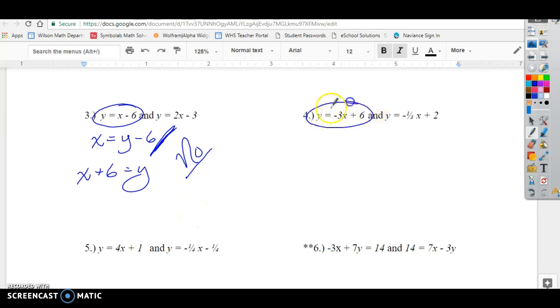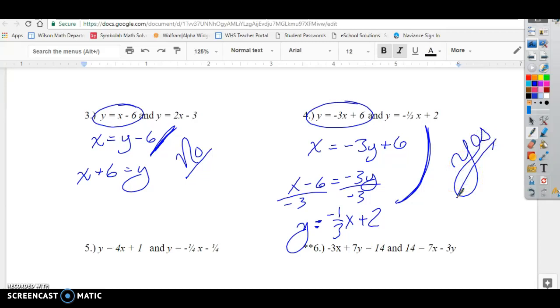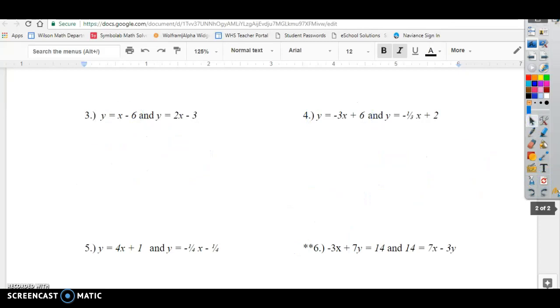Moving right along. This guy looks like it's the easiest. So x equals negative 3y plus 6. Subtract that 6 over, and then I'm going to divide everything by negative 3. So this is negative 1/3 x plus 2. And yeah, these two look like the same thing. So, yep, they are inverses. All right, now it looks like we got two more difficult ones down here. Let's give them a shot.